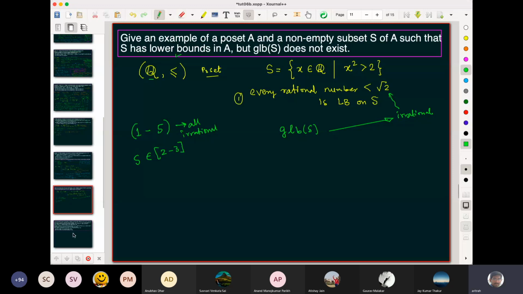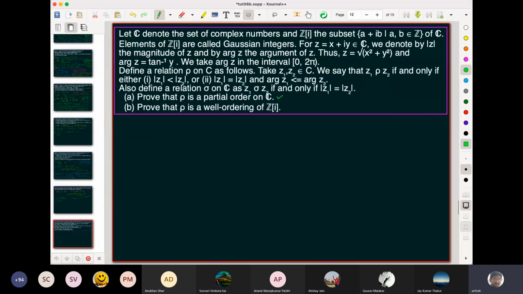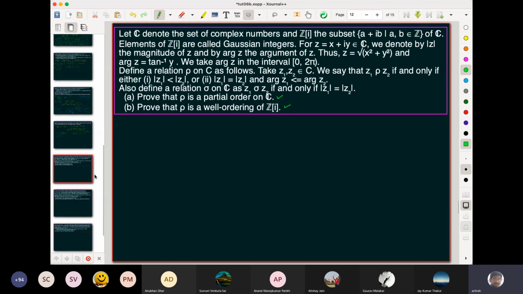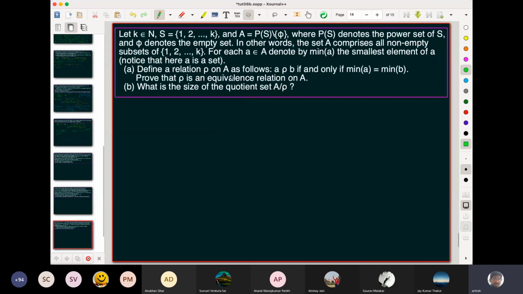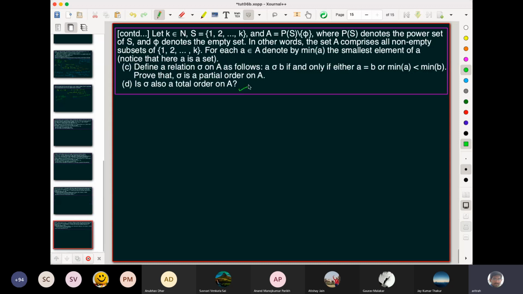With the lack of time, I have a similar kind of problem where you need to show partial ordering, well ordering. You can do it, I guess. I also have problems on equivalence relations and equivalence classes. I will upload them, but I request you to first try them yourself and then see the solutions. These are the things I have: total orders, partial orders, and all. We will upload the solutions with the tutorial, but please go on doing it.